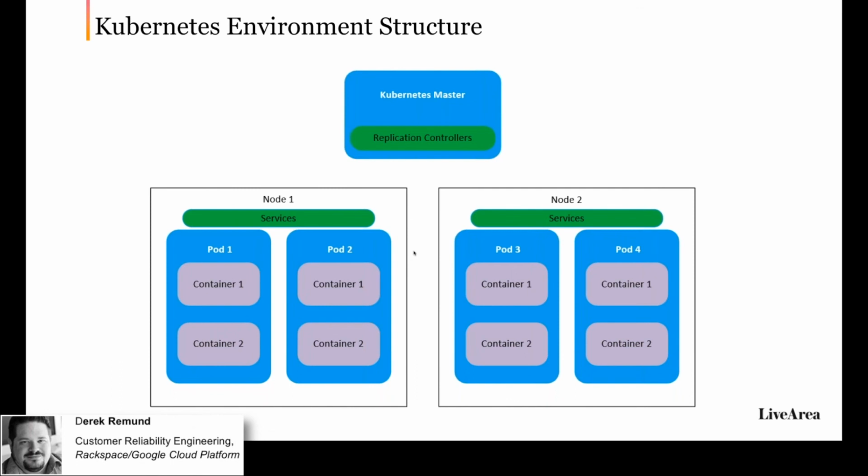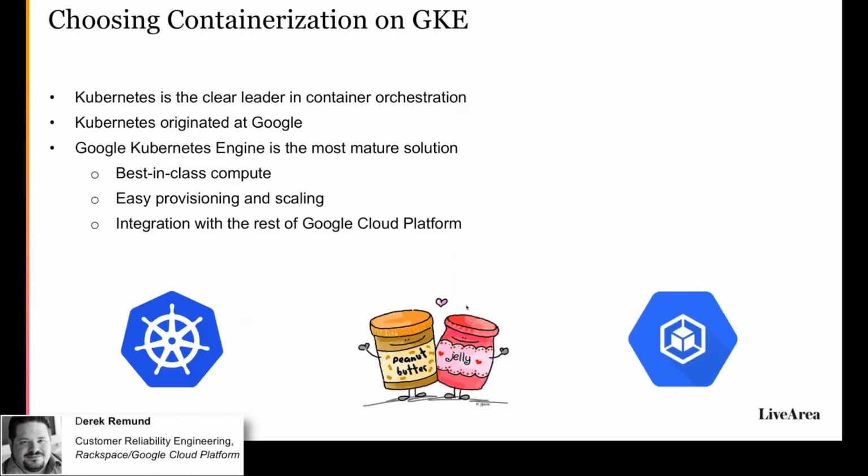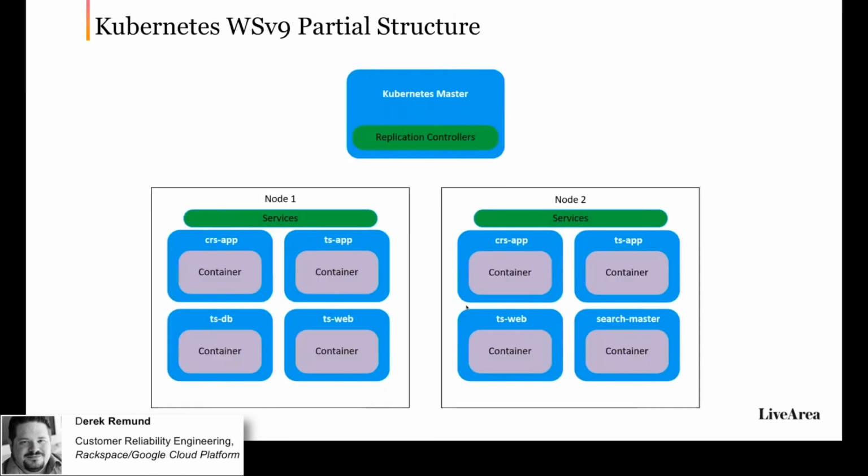Now, for v9 specifically, if we go to the next slide, you can see how it gets placed into containers. On each of these nodes, you can see a few different services being exposed. You have app containers for the database, for application components, for web front-end components, and for the search master. This diagram isn't a complete diagram of every container involved. It shows you how containers would be distributed among the nodes.